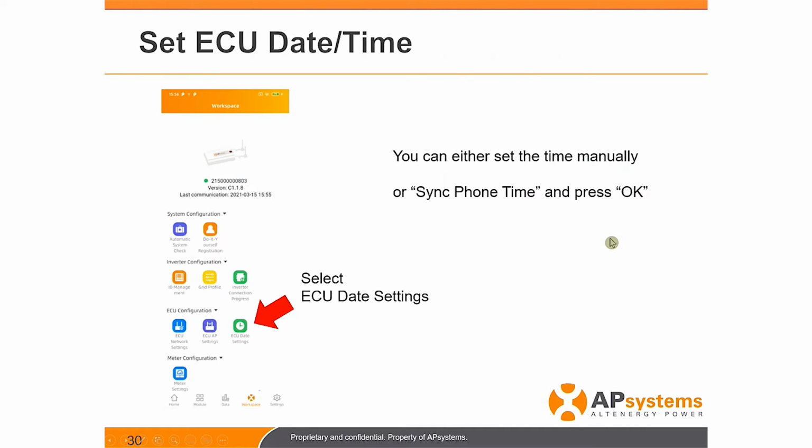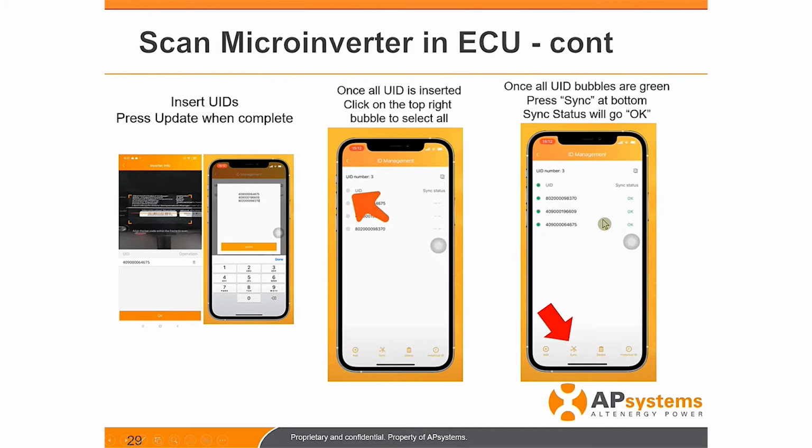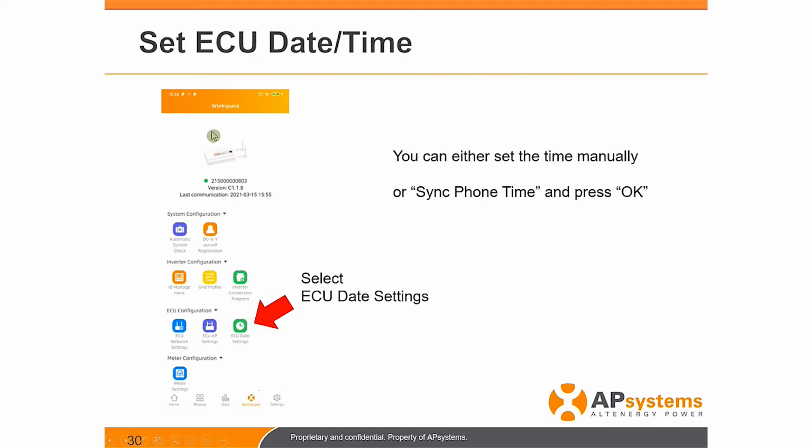And that's it. That's it for the syncing of microinverters. It's just simple as that. So after you've done that, which took maybe 2 or 3 minutes, you then set the ECU date and time.